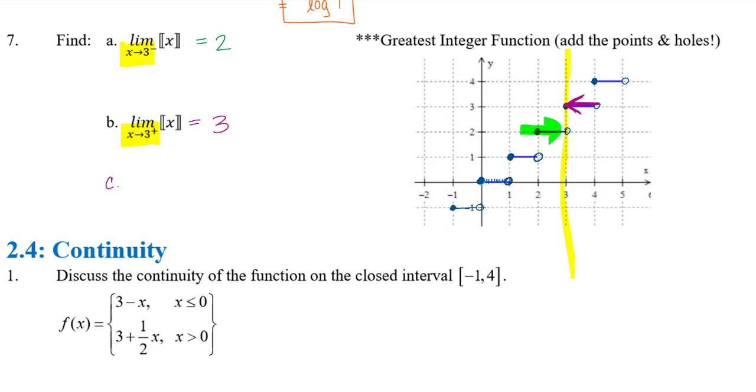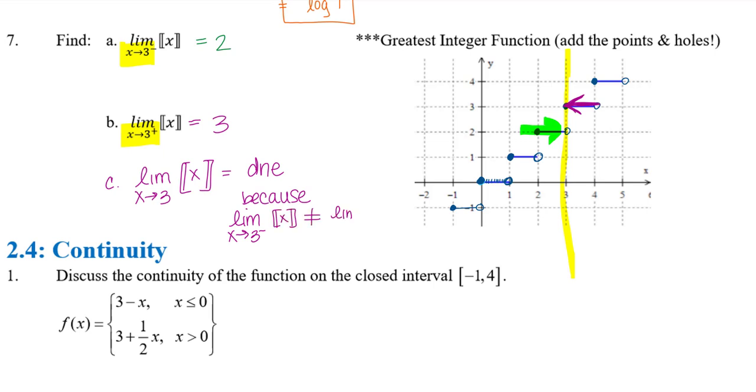So if I asked you, question C, limit as x approaches 3 of this greatest integer function for x, you would say does not exist, and hopefully you're familiar with the DNE, does not exist, because the limit as x approaches 3 from the left of your function does not equal the limit as x approaches 3 from the right of your function. I'm not going to just say because 2 doesn't equal 3, because 2 has really never equaled 3. We're talking about the limits.